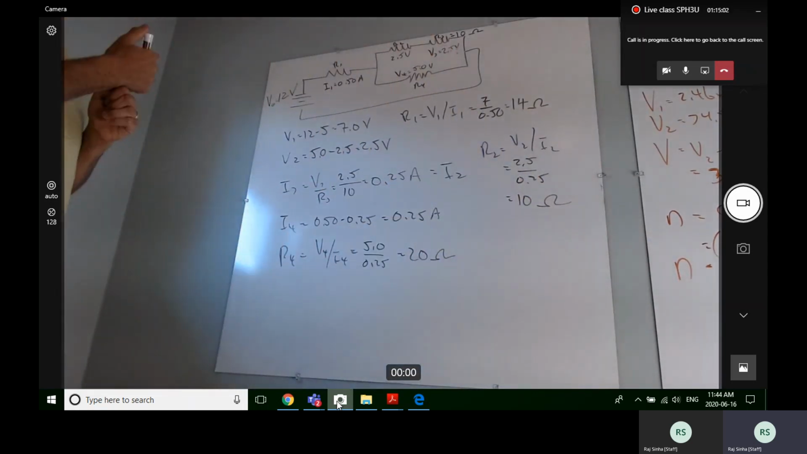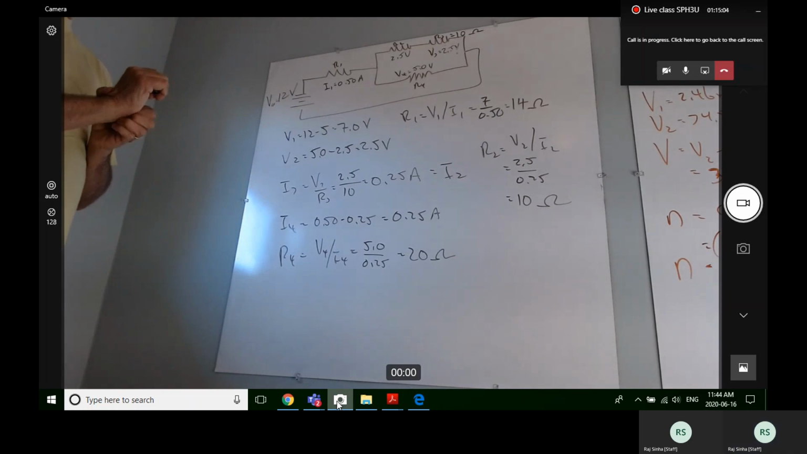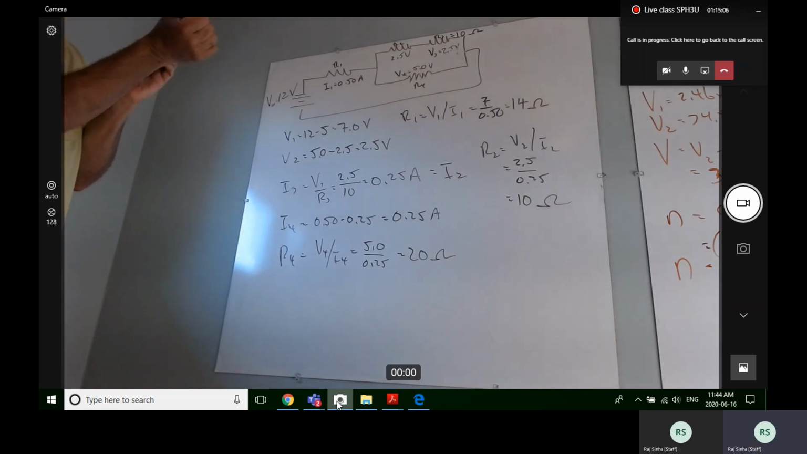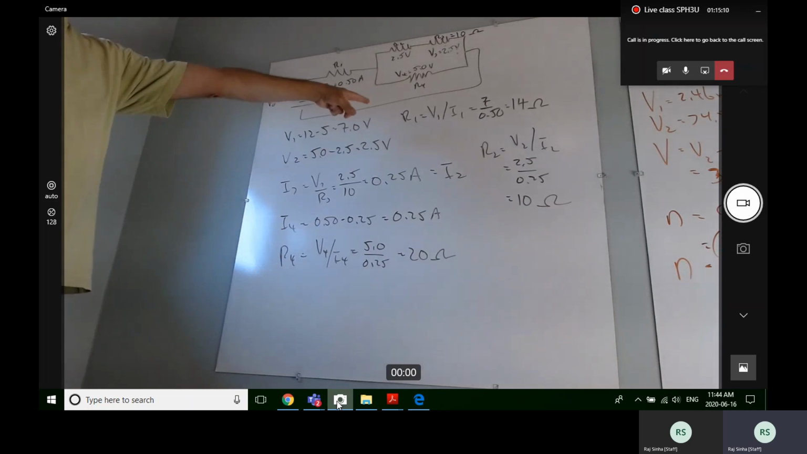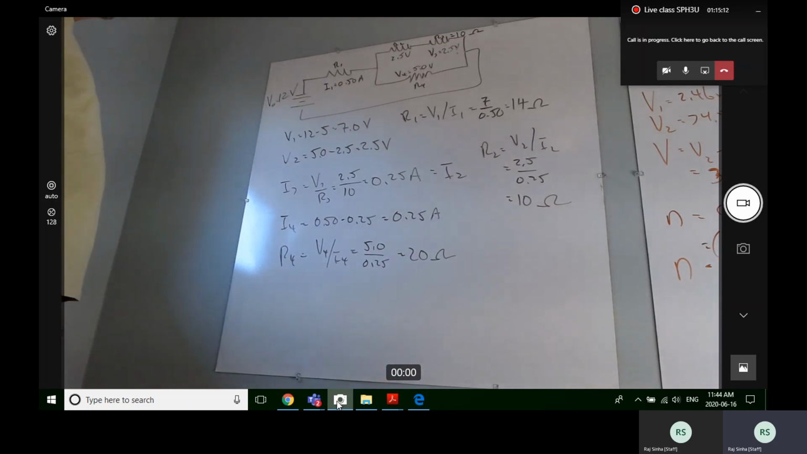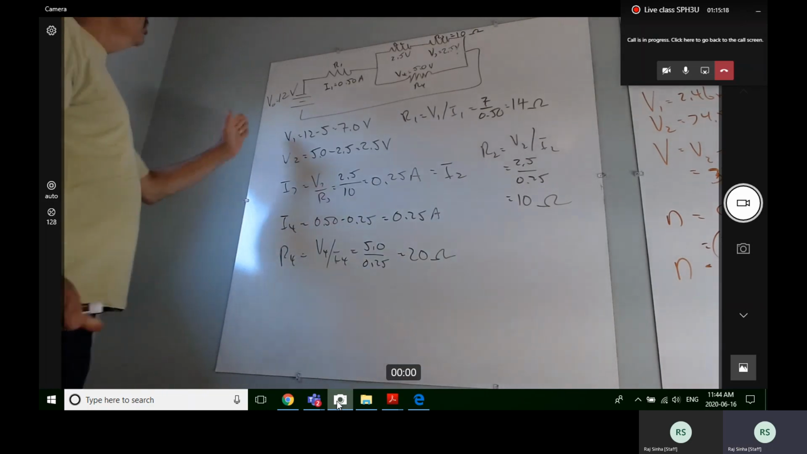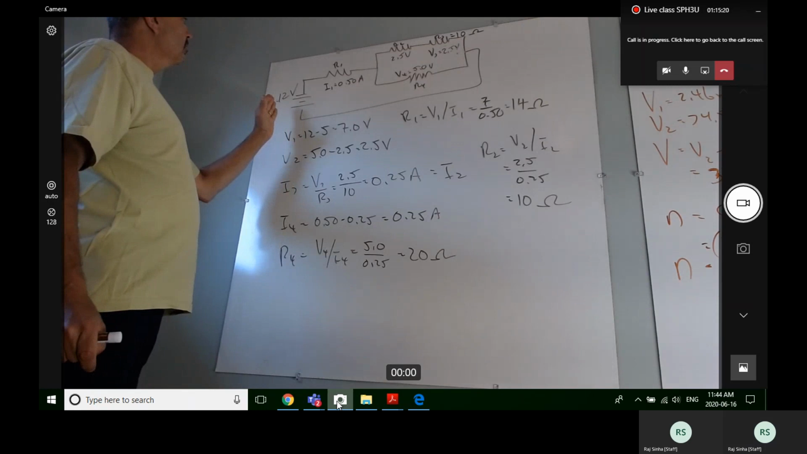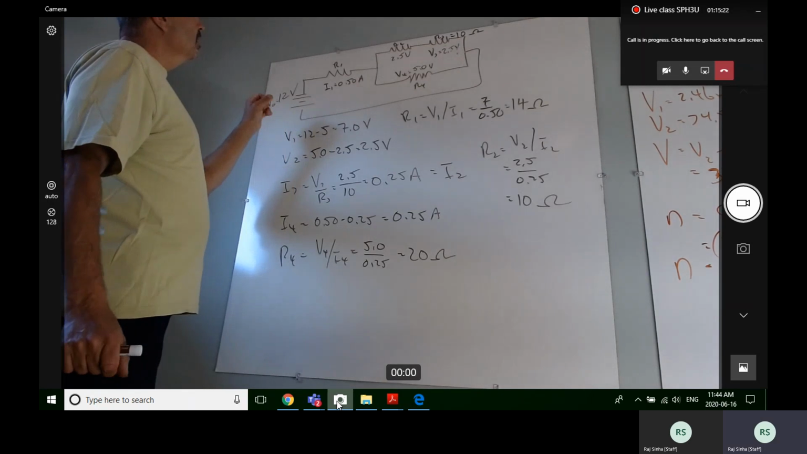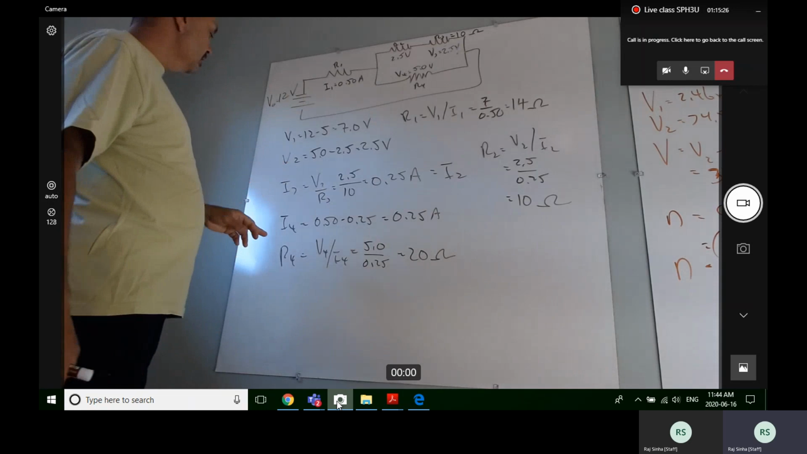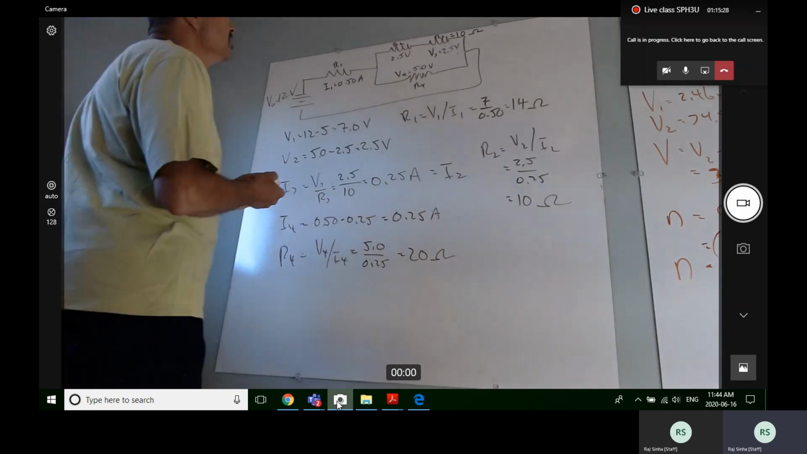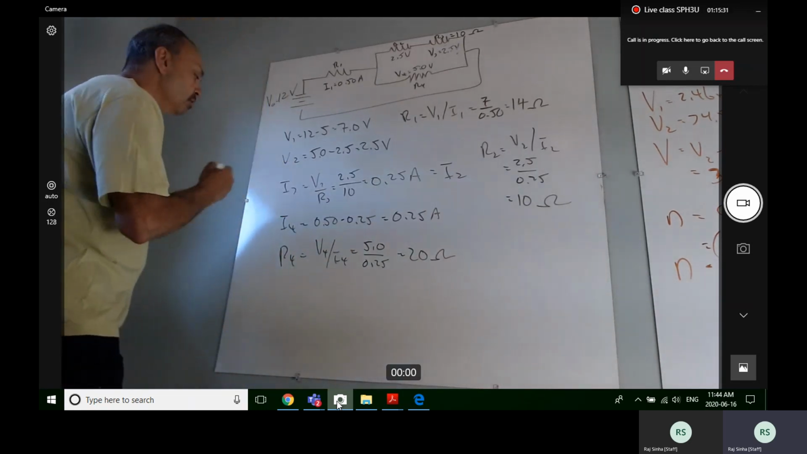Okay, so you can see a little bit of jumping around, but basically I'm just using V equals IR, V equals IR, V equals IR. It doesn't tell me what the total resistance is in the circuit, but for the whole circuit, I need to find the equivalent resistance. So let's do that, starting with R2 and R3.